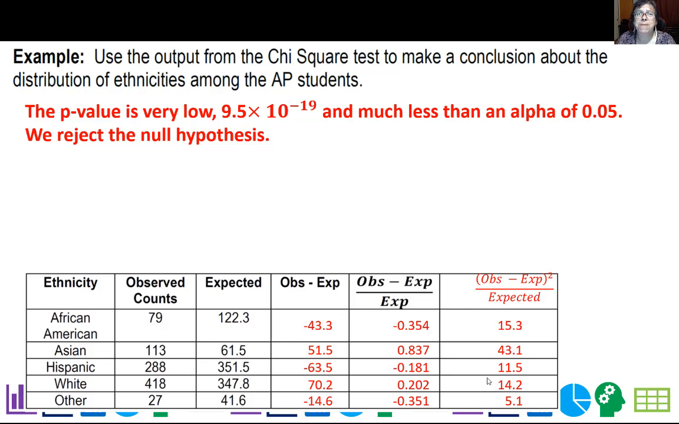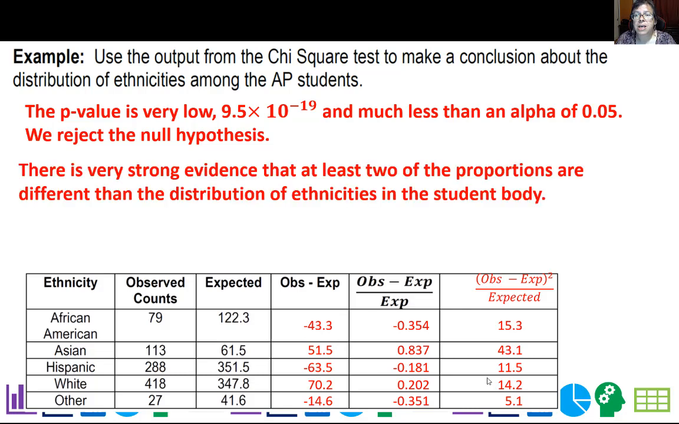First of all, we know the p-value is incredibly low. It's practically 0 and much less than an alpha of 0.05. So we reject the null hypothesis. There is very strong evidence that at least two of the proportions are different than the distribution of ethnicities in the student body. So two of the proportions among our AP students are different. So I probably could add a little more context there.